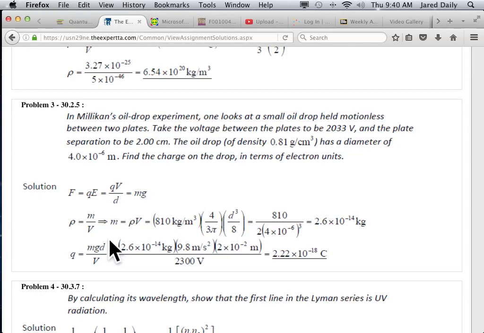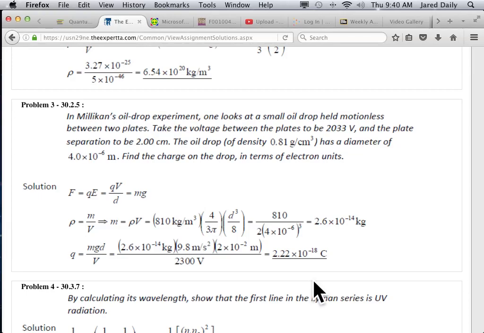Now, some of the things they do through here is they have to calculate, for example, the mass, because they know the density of the oil, but they don't know the mass of the droplet. They do know the volume of the droplet because they know the diameter. So on this line, they use the density equation, density equals mass divided by volume, to solve for the mass. They plug in the volume, 4/3 pi r cubed, and then the density, and they get the actual mass of that droplet of oil. Once they plug that mass into this equation, they can calculate the charge, which happens to be 2.22 times 10 to the minus 18 coulombs.